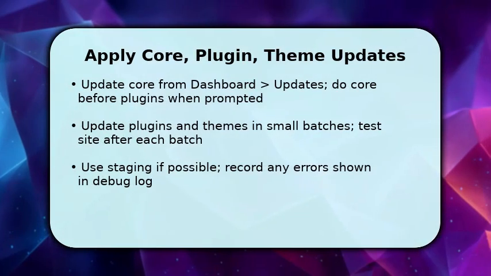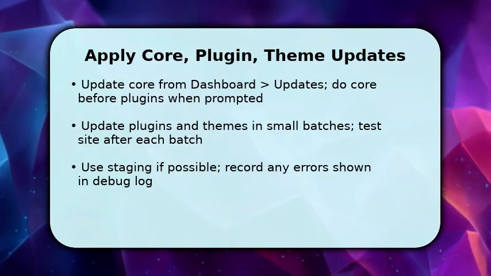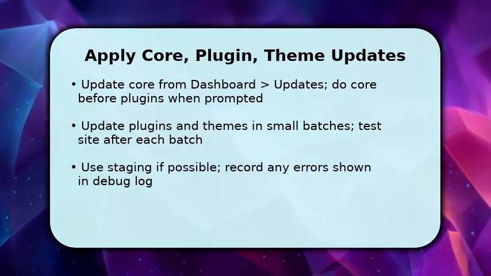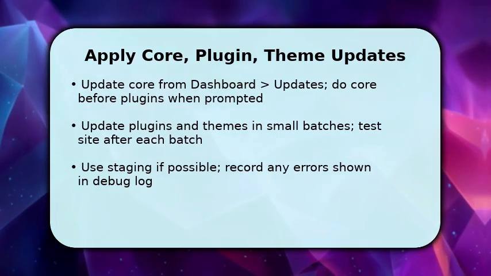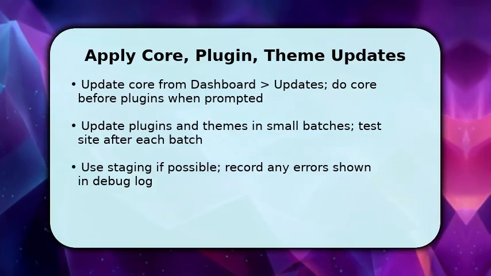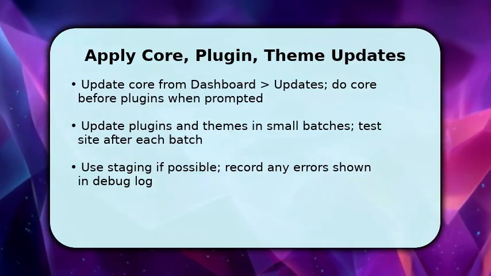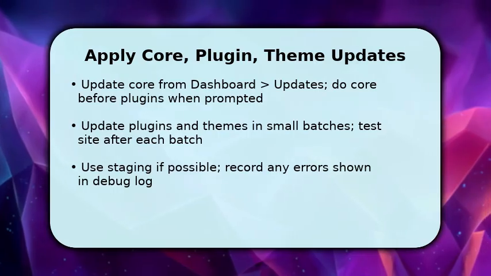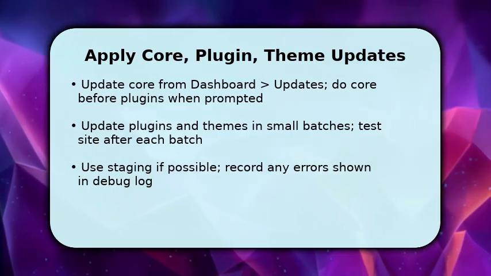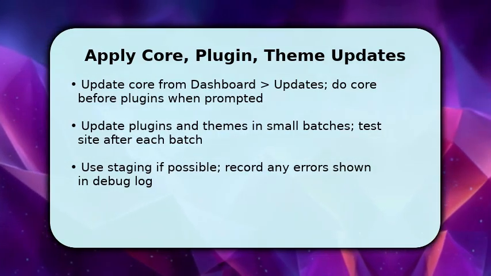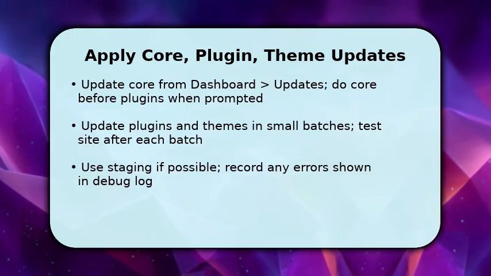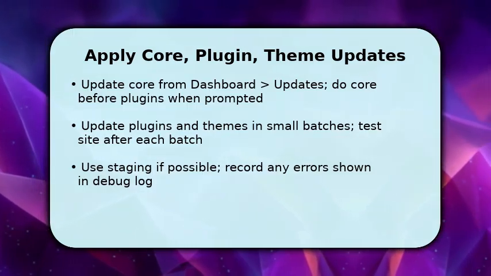You update WordPress core first via dashboard updates because core changes can affect plugin behavior. Next, update plugins and themes in small batches so you can identify the culprit if something breaks. After each batch, visit the front end and key admin pages to test functionality. If you have a staging site, apply updates there first.